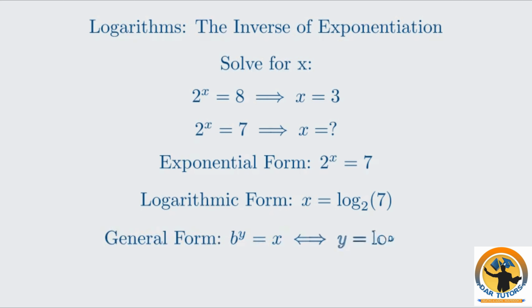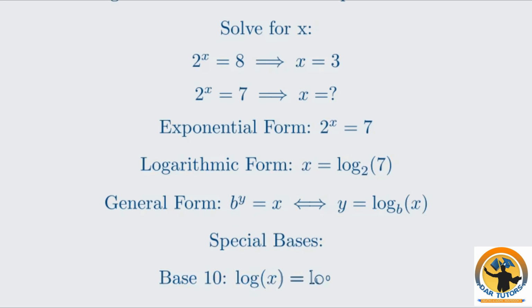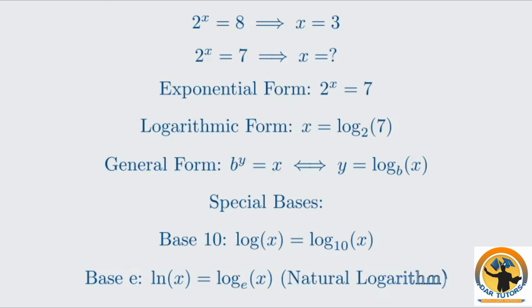In general, the exponential equation b to the power of y equals x is equivalent to the logarithmic equation y equals log base b of x. The base b is the same in both forms. There are two special bases that are used so frequently they have their own notation. Base 10 is written as log of x, and base e is written as ln of x, which stands for the natural logarithm. So log of x is the power you raise 10 to get x, and ln of x is the power you raise e to get x.